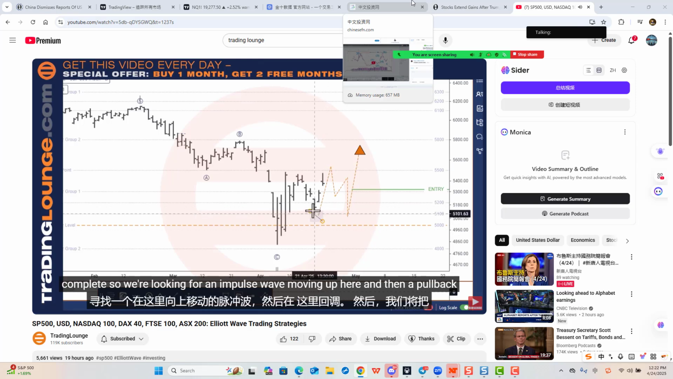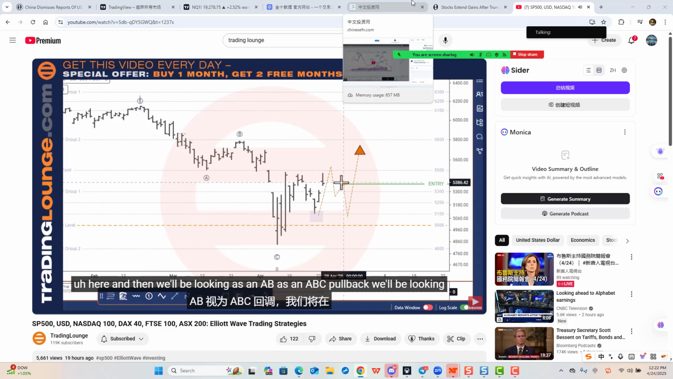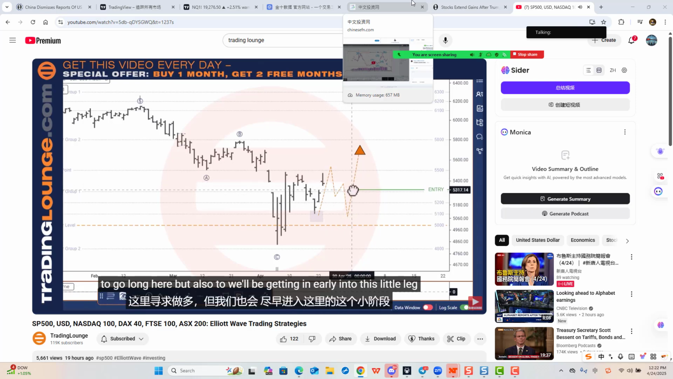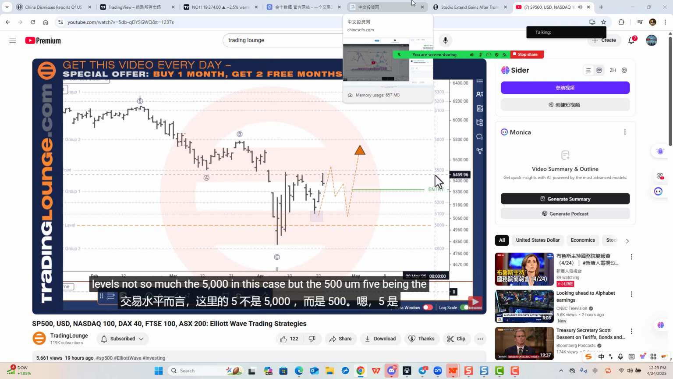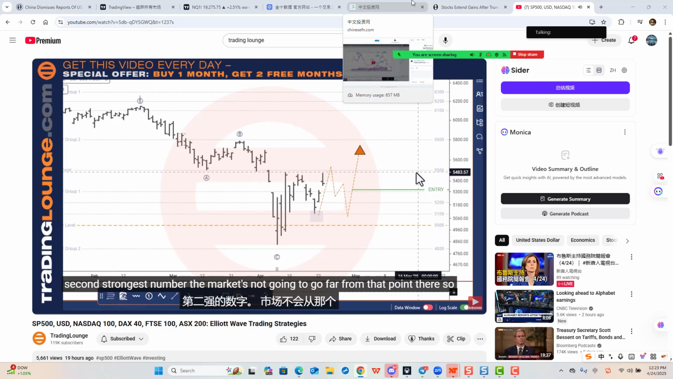So we're looking for an impulse wave moving up here, and then a pullback, and we'll be looking at an ABC pullback. We'll be looking to go long here, but also getting in early into this little leg over here. So we're waiting for a top, and the 5 here in terms of the trading levels, not so much the 5,000 in this case, but the 500, 5 being the second strongest number. The market's not going to go far from that point, so it'll pop its head up above that and top and then drop, and that's what we're looking for.